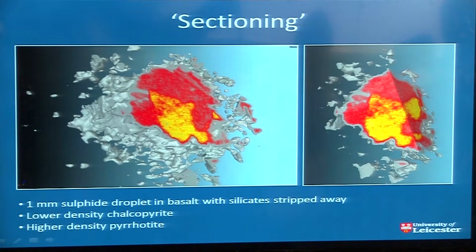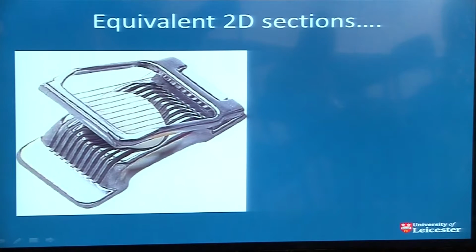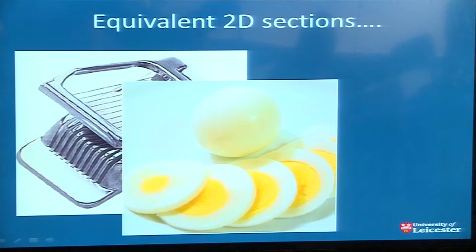So there's, in this case, pyrrhotite and chalcopyrite. The chalcopyrite are coloured yellow and the pyrrhotite red. And effectively what you can do is practice thin sectioning your rock without the need to cut it straight away. And this comes to a point I want to make: that image that I've just shown you, scanning down through a sample, is the equivalent to hundreds or even thousands of 2D sections. So if you have a boiled egg and you slice it, okay, all those slices are slightly different, okay?